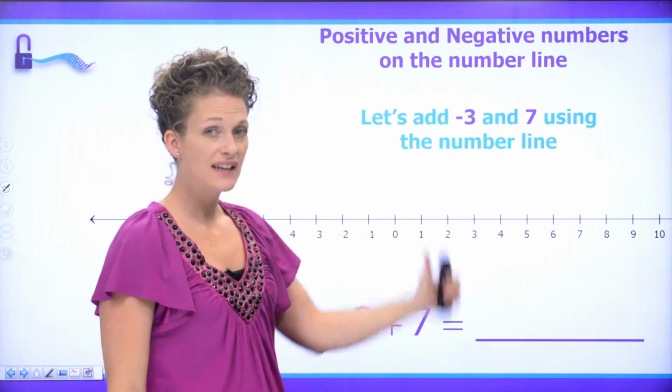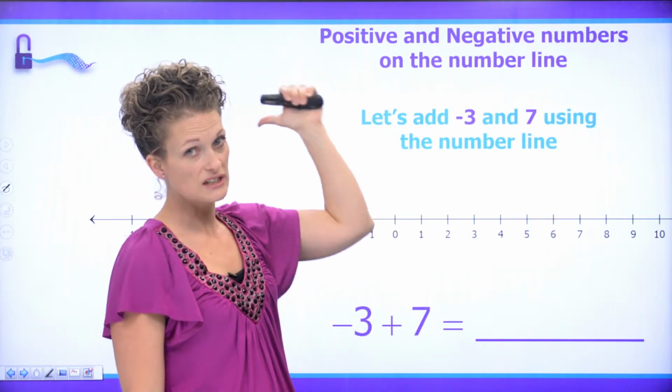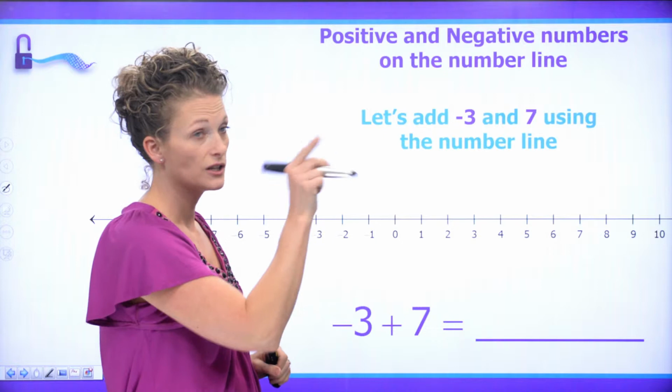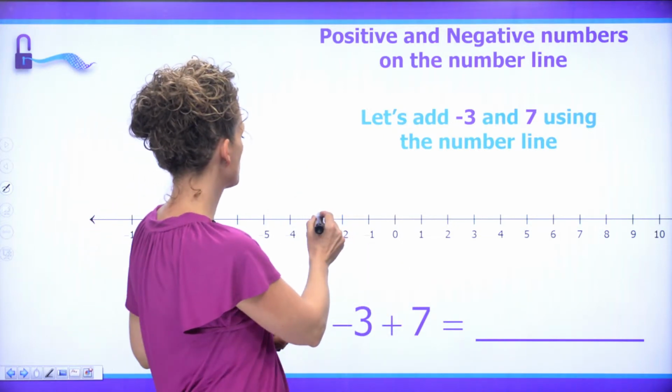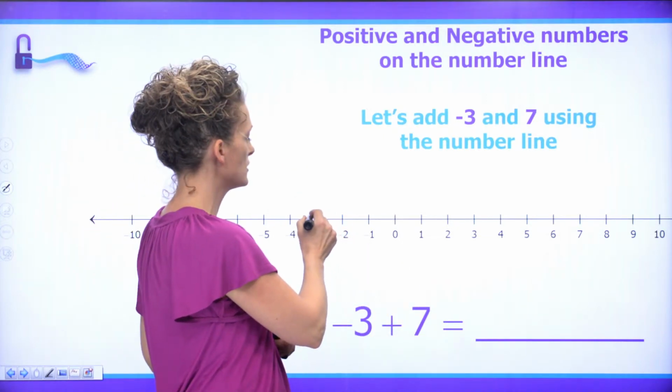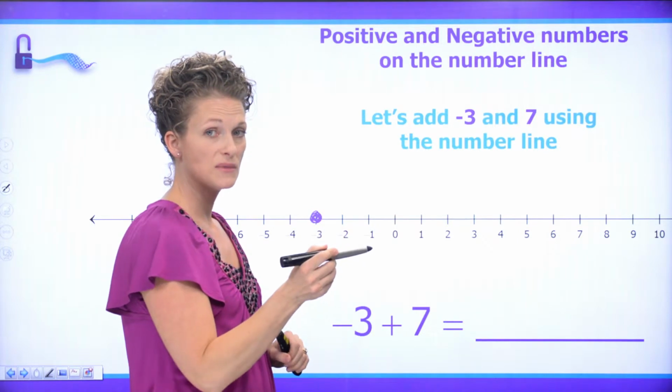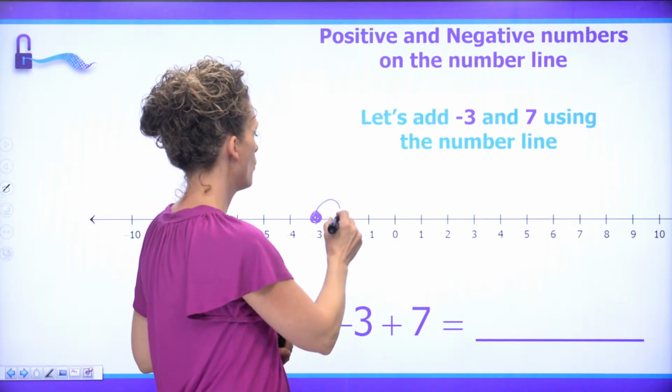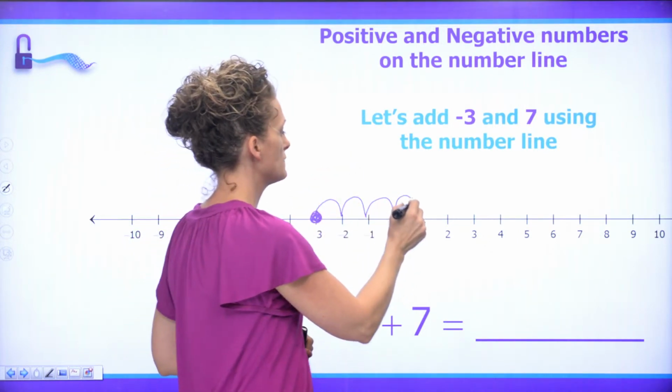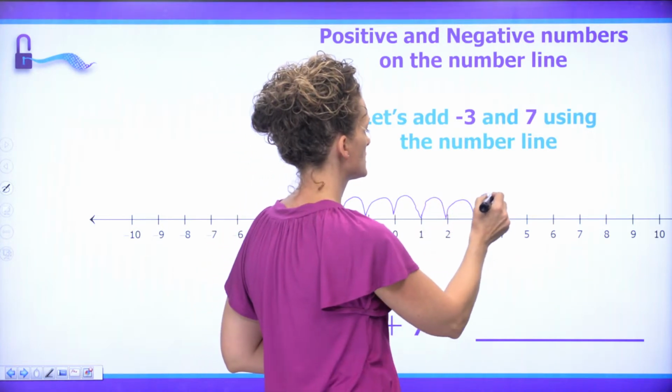Now, whenever you see a negative, that tells you to go to the left. Whenever you see a positive, you go to the right. So I have negative 3, so I'm going to start here, and I need to add 7. So that means I'm going to go 1, 2, 3, 4, 5, 6, 7.